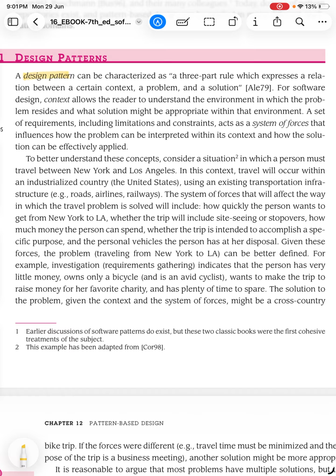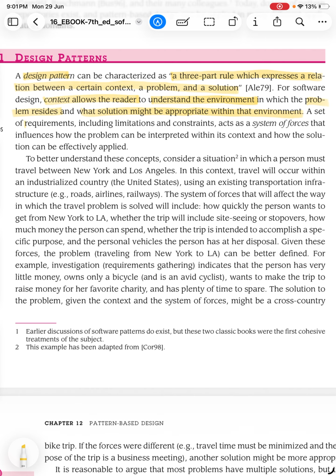A design pattern can be characterized as a three-part rule which expresses a relation between a certain context, a problem, and a solution. For software design, context allows the reader to understand the environment in which the problem resides and what solution might be appropriate within that environment.